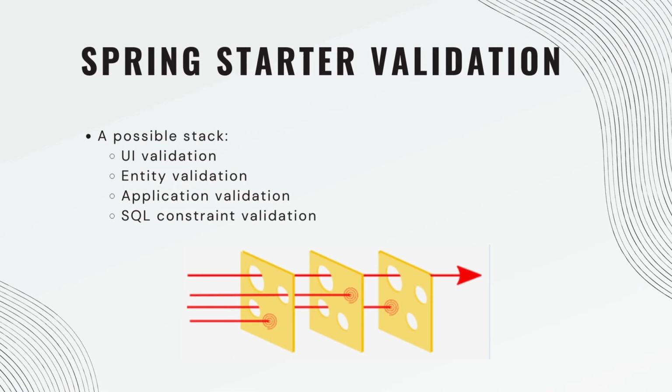So here's a possible stack. You could have UI validation, you could have entity validation, which is what we're covering today, application validation, that's the if statements we mentioned in video 9, and you can have SQL constraint validation. And the idea here is the Swiss cheese model, where because you have so many layers of validation, it will be really difficult for an error to get all the way through. It kind of has to line up perfectly.